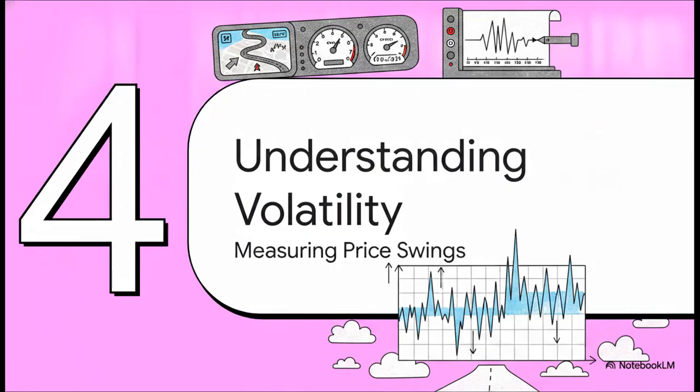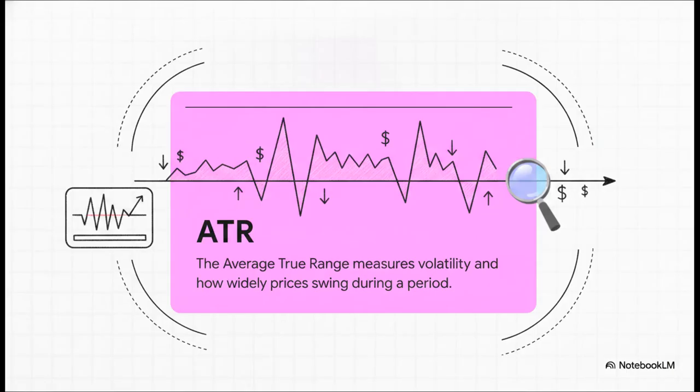Section 4. Understanding price volatility. Okay, we have our GPS and our tachometer. Now we need a seismometer on our dashboard to warn us about the bumps in the road ahead. We have to know how wildly the price is actually swinging. That seismograph is the ATR, or Average True Range. Unlike the other tools we've looked at, the ATR does not care if the price is going up or down. It strictly measures volatility, period.